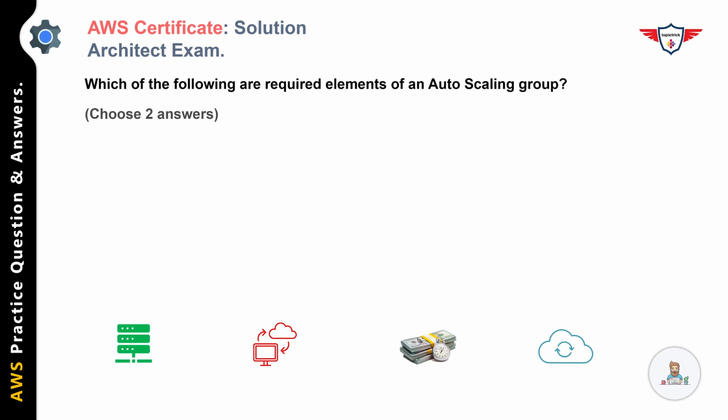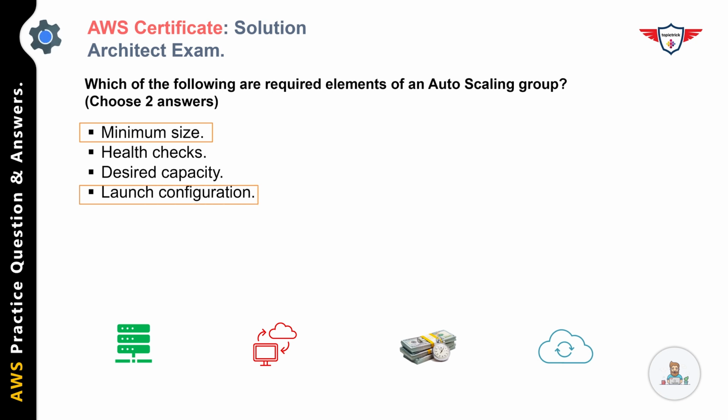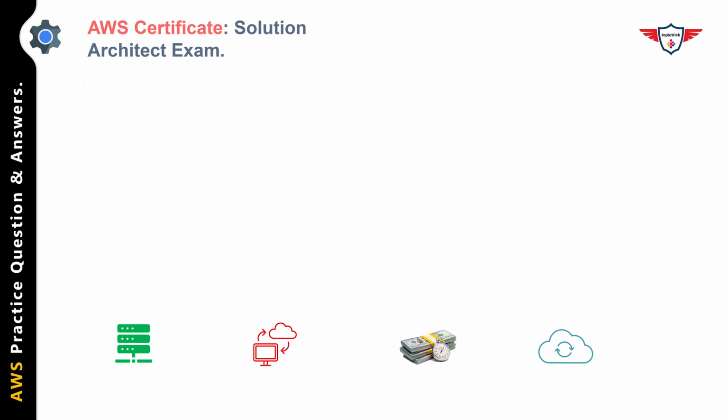Which of the following are required elements of an auto scaling group? And you have to select two correct answers. So the options are minimum size, health check, desired capacity, and launch configuration. The correct answer is minimum size and launch configuration. So in case you want to create an auto scaling group, then you need to define minimum size and launch configuration. Health check and desired capacity are optional.